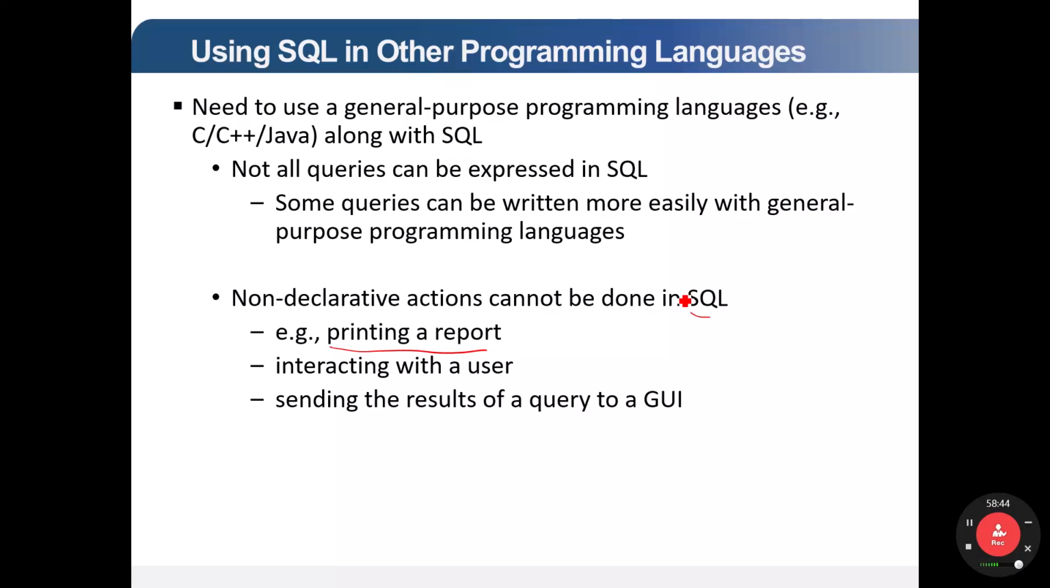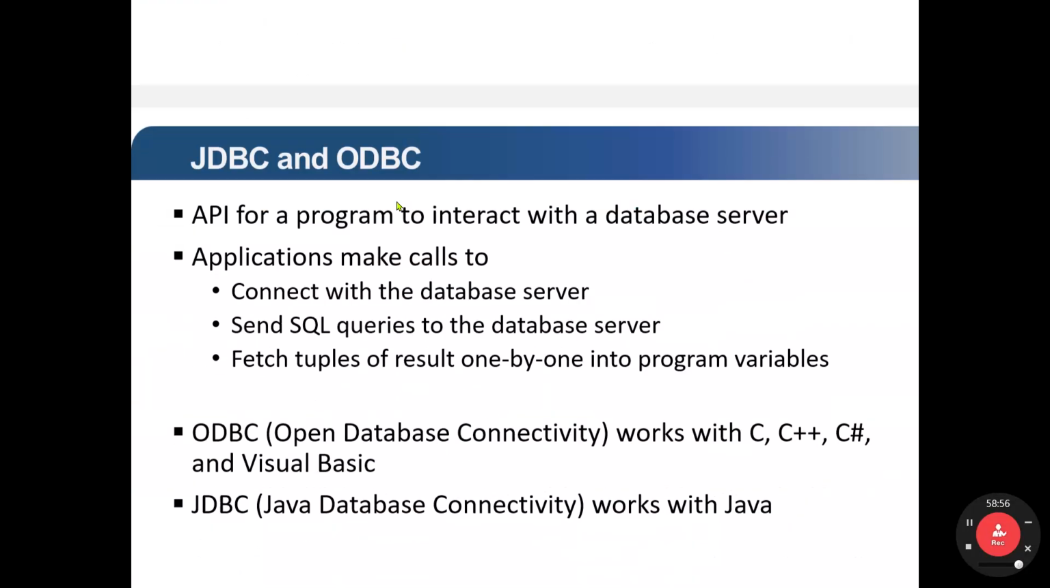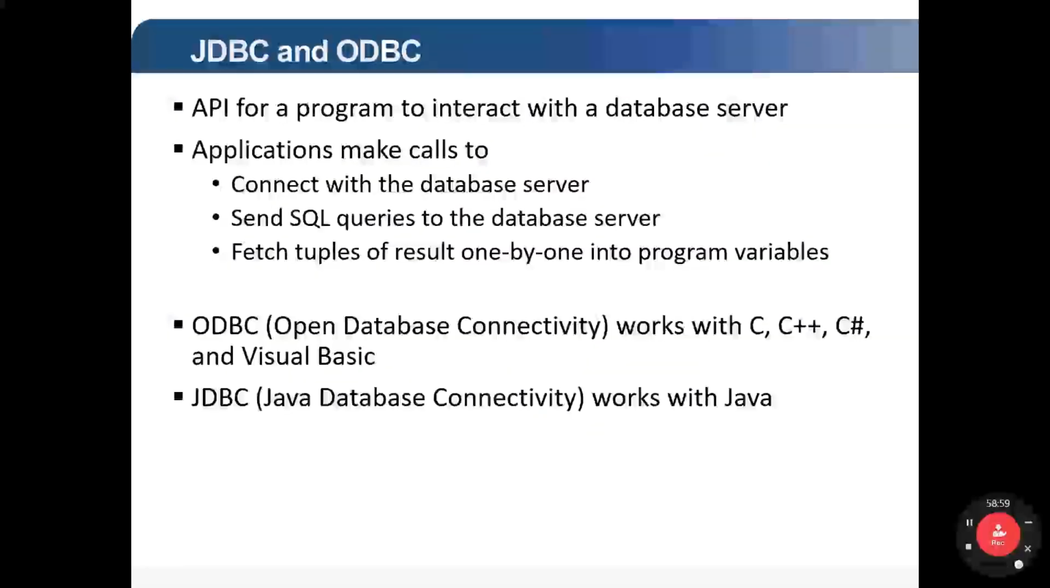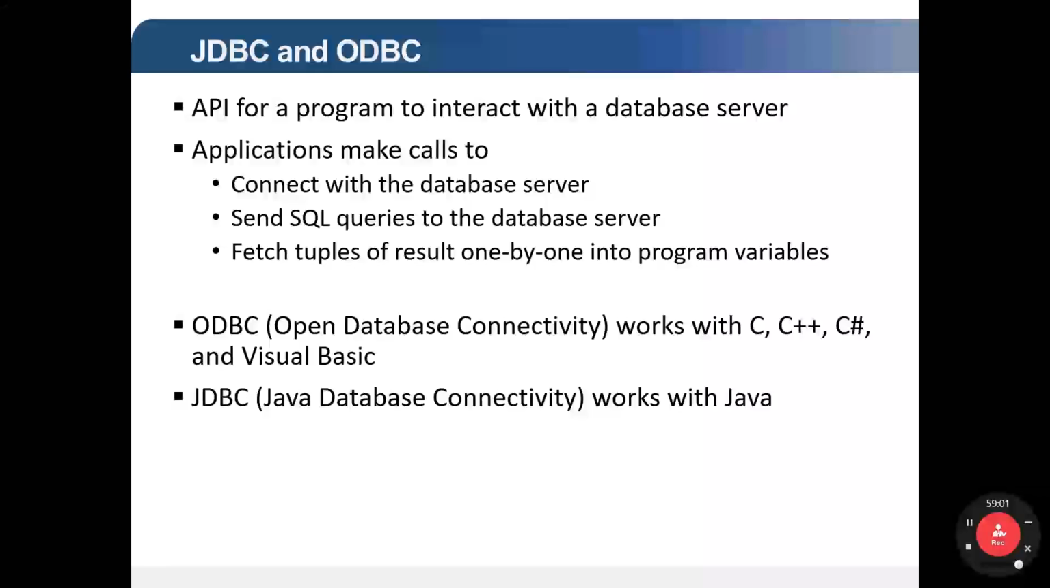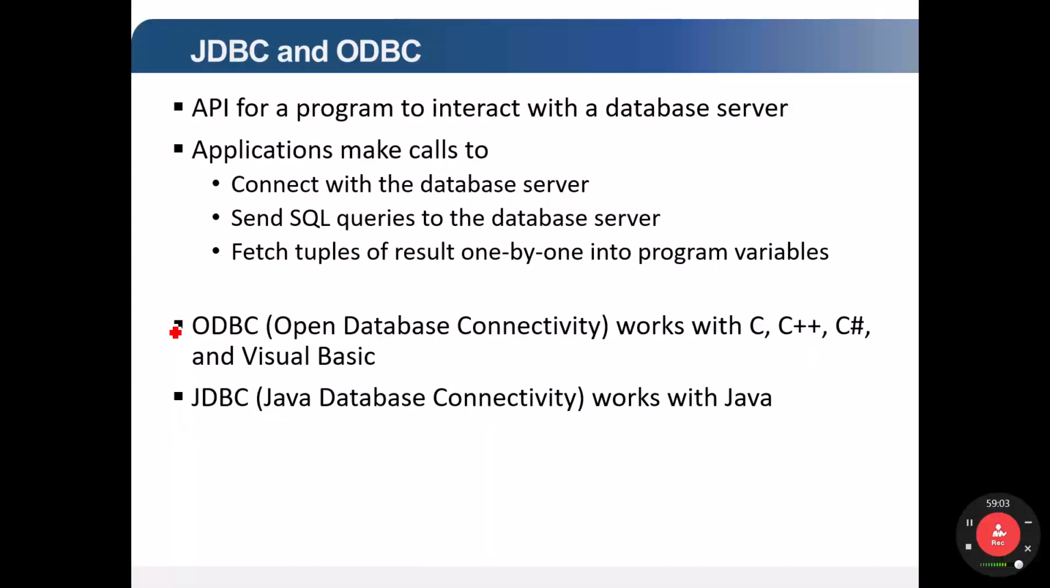So SQL and high-level general-purpose programming languages are usually used together. So there should be a way of combining your Python or Java program with the DBMS. For that purpose, database people developed two libraries. One is called ODBC and the other one is JDBC.